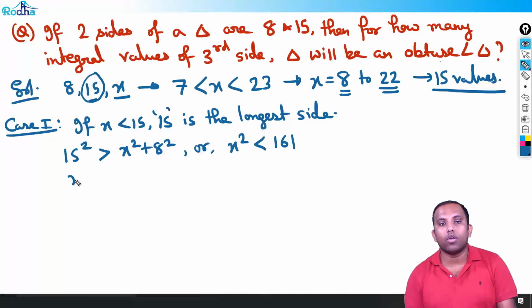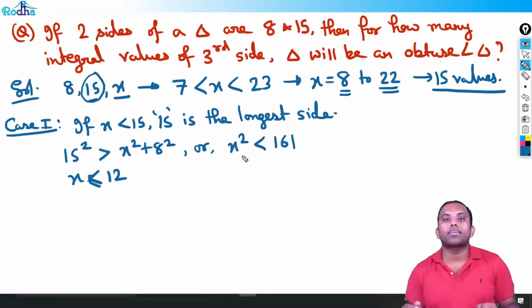That means x can take all the values that are less than or equal to 12, right? Because x square is less than 161, and 13 square is 169. So x can't take 13, so x will start taking from 12, because x here is 12 point something, right? So largest integer x can take is 12. So x is less than or equal to 12, but till where? Till 8, because before that a triangle will not be formed.